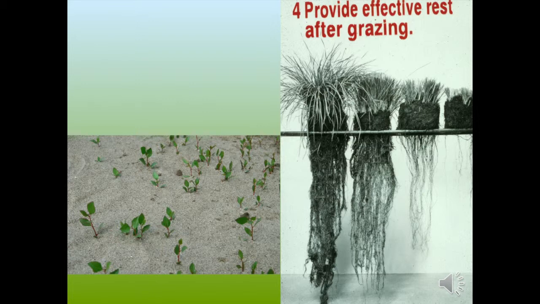Over on the left, we have some young cottonwood seedlings established on a point bar. We may need multiple years of rest to allow those cottonwood seedlings to establish, to become seedlings and saplings and reach a grazing resistant stage. So we'll have to use our tools to figure out how we're going to do that.